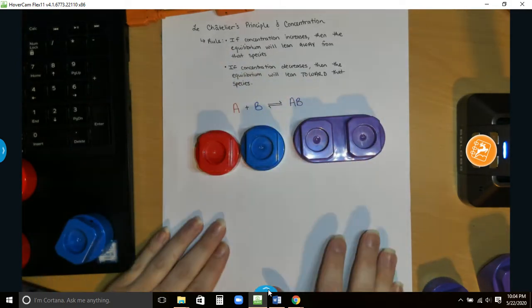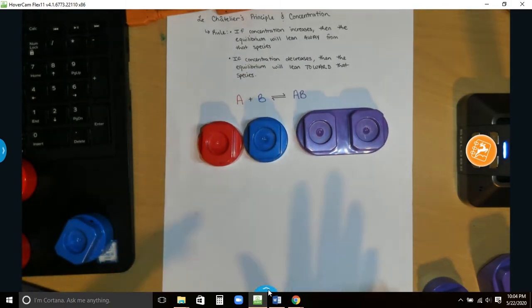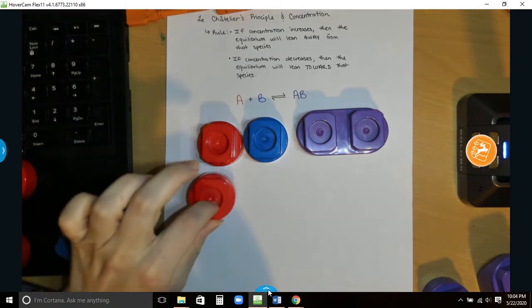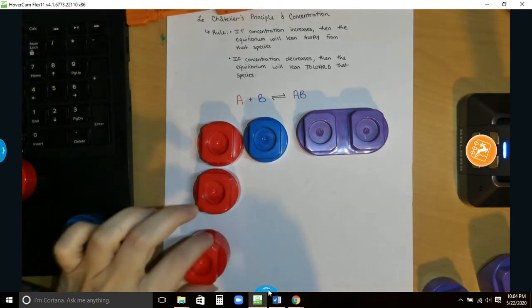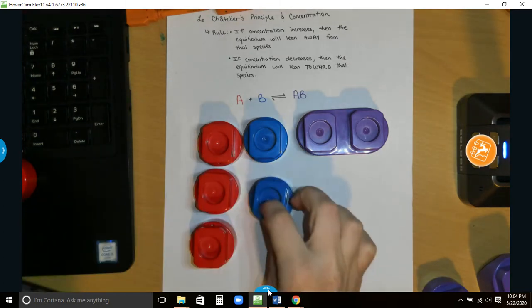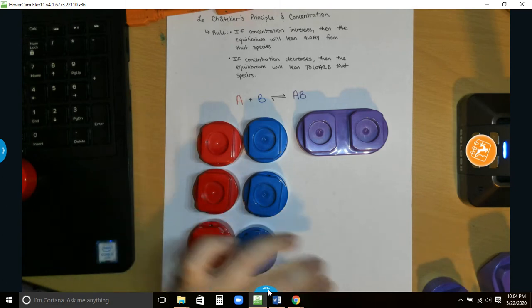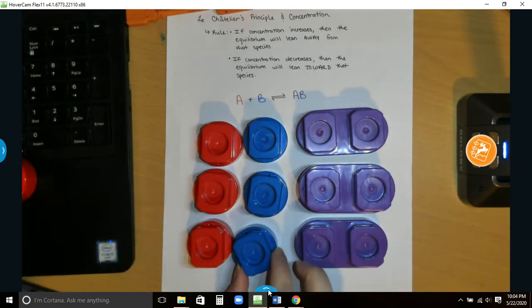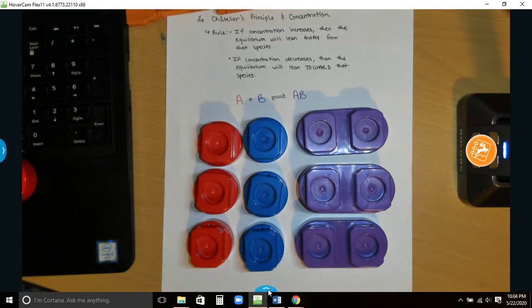So let's think about what would happen if I were to decrease the equilibrium. So let's say I start off with 3 of all of my chemical substances. 3 of everything. Now, what happens if I were to decrease, let's say, the concentration of A?